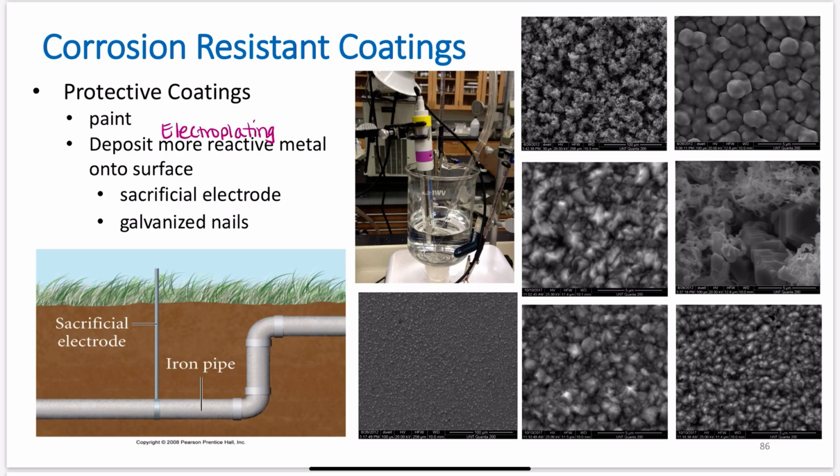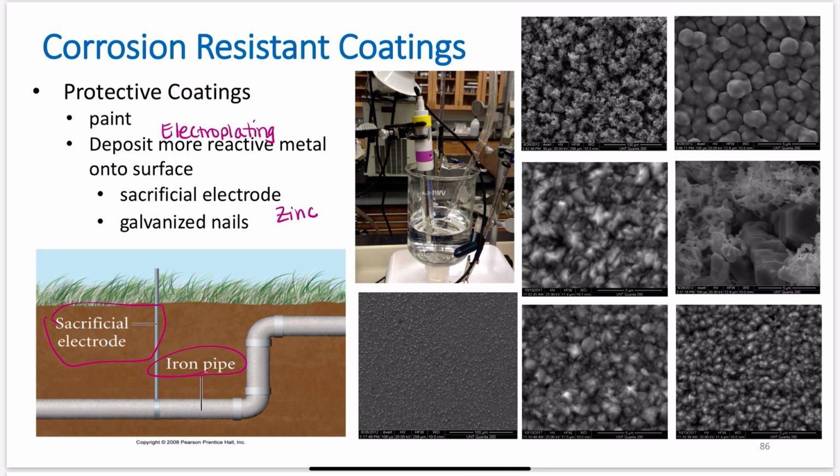So here we see we've got an iron pipe, and we've got a sacrificial electrode right here. A very common sacrificial material is zinc. Zinc readily forms an oxide layer and lets itself corrode away to protect the iron underneath. Why? Because of a difference in reduction potentials. Zinc would much rather oxidize than iron would.